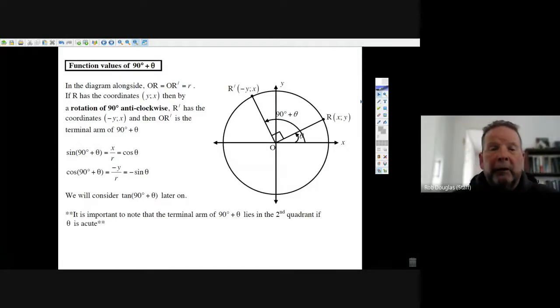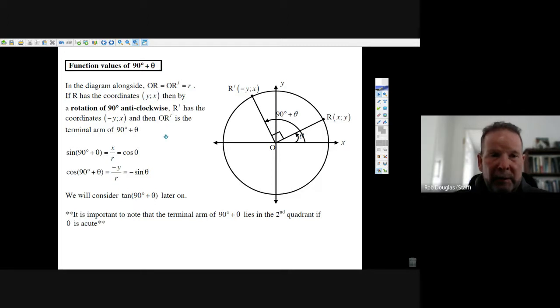Okay, we're going to look at cofunctions for 90 degrees plus an acute angle theta. Well, let's just take a look at it. Now, if you knew about transformations, you'd know that if you had an angle theta here, if you add 90 degrees, there's a rule for the transformation.